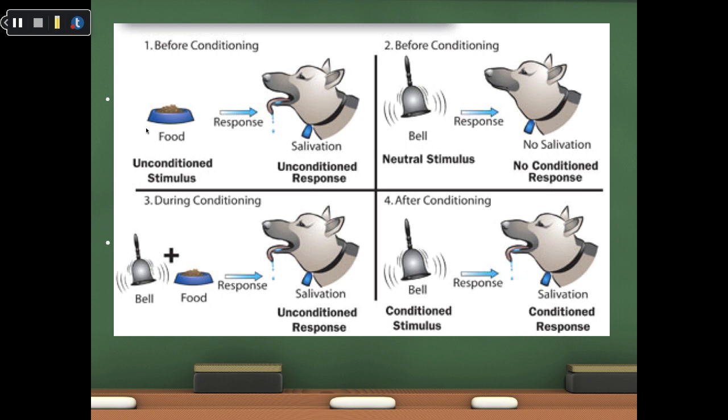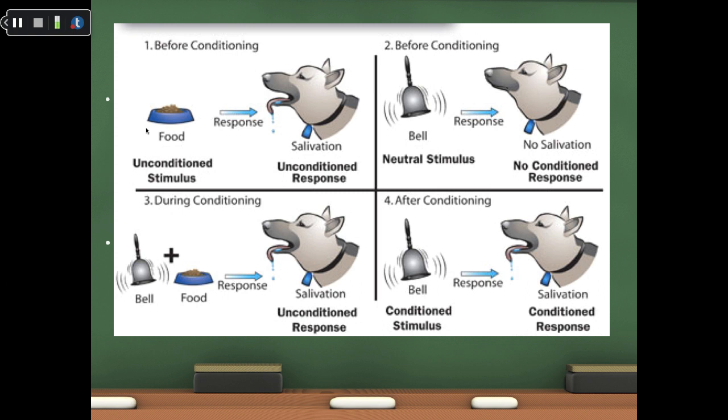So Pavlov began ringing a bell when he fed the dogs. And because the food was there, the dogs were salivating. And so he kept ringing the bell, presenting the food, and that produced salivation. After the dogs had learned that the bell was paired with food, ringing the bell would produce salivation.